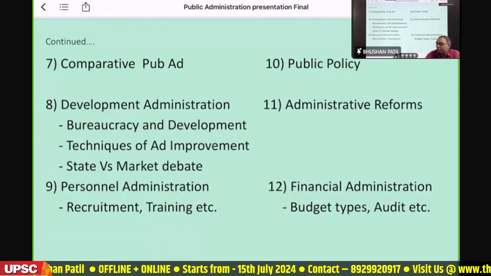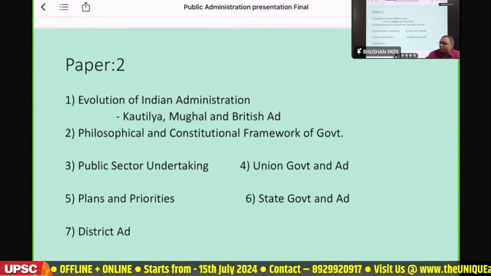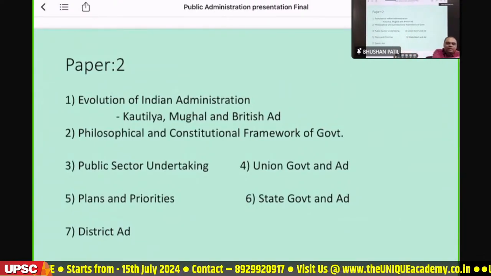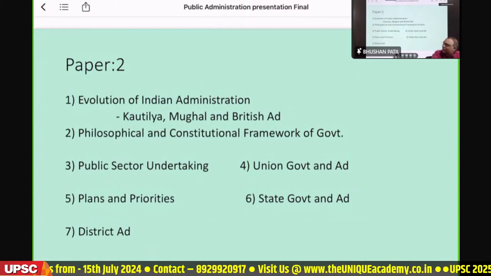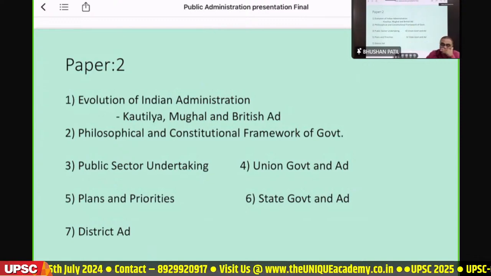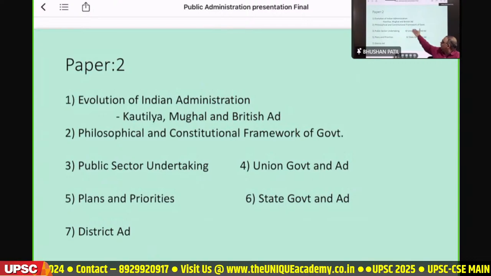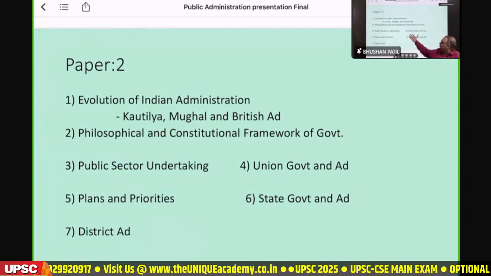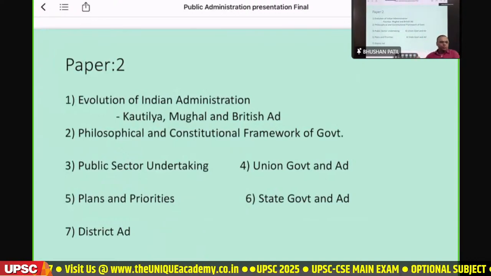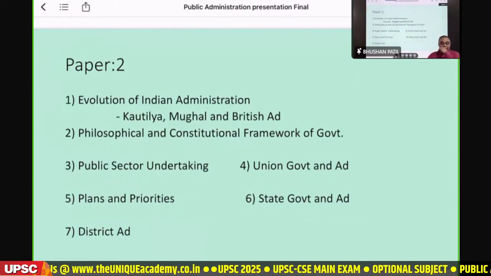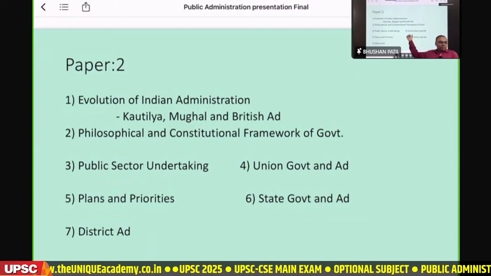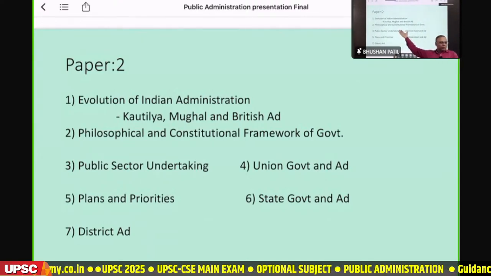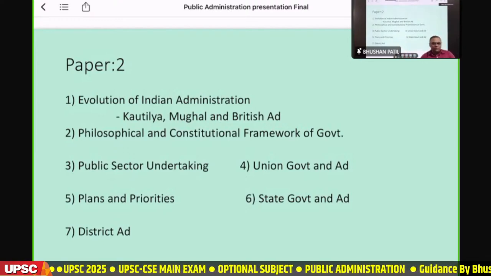This all is about paper first, and when you see paper second, it is nothing but a replica of paper first. Like there, it was the evolution of public administration; here it is the evolution of Indian administration. You can see here Kautilya, Mughal and British administration, etc. Then the philosophical and constitutional framework of government, within the constitution, how our government works. Then union government, state government, I just told you. District administration, I told you. PSUs, I told you. These are the parts of our own administration.